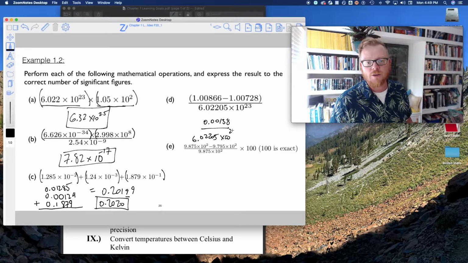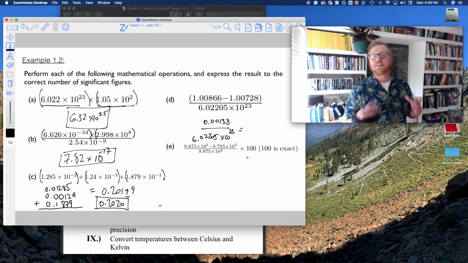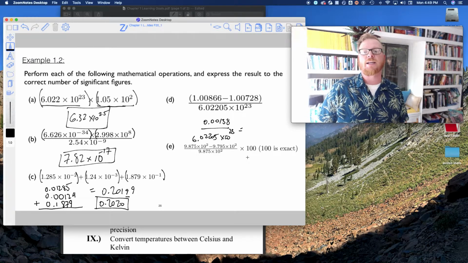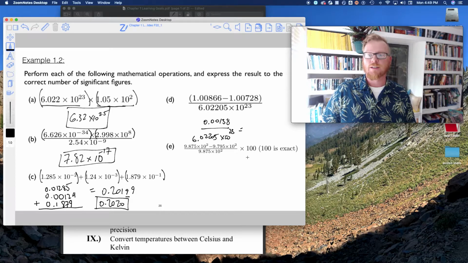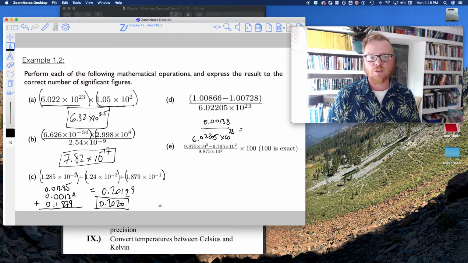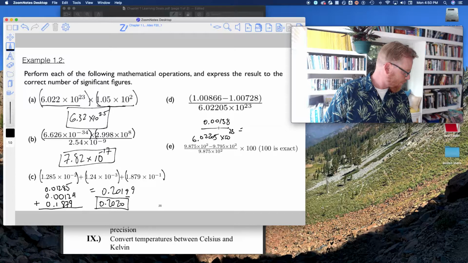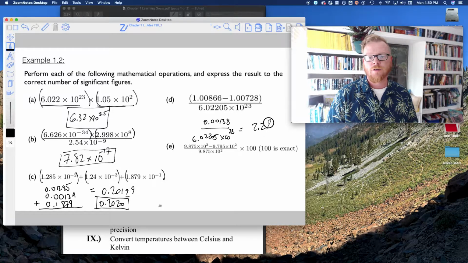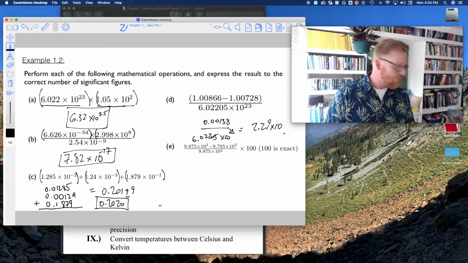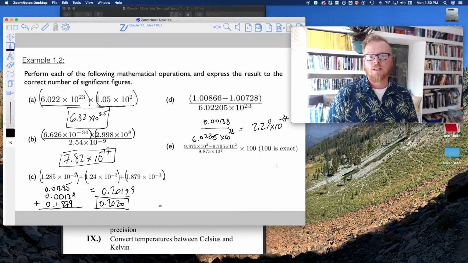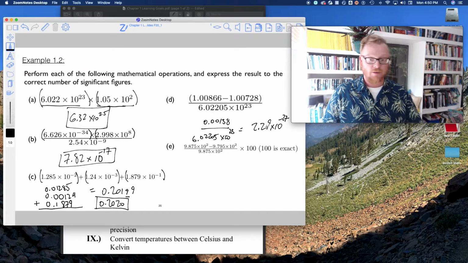6.02205 times 10 to the 23. And now, because I'm doing division, it's no longer about the number of decimal places. It's all about the number of significant digits. So this number, 0.00138, while it has 5 decimal places, it only has 3 significant digits. And then this number down here has 6 significant digits. 3 is the least number of sig figs, so 3 is going to be in our final answer. And when I go and do that math, I get 2.29 times 10 to the minus 27 with 3 significant digits. Okay?